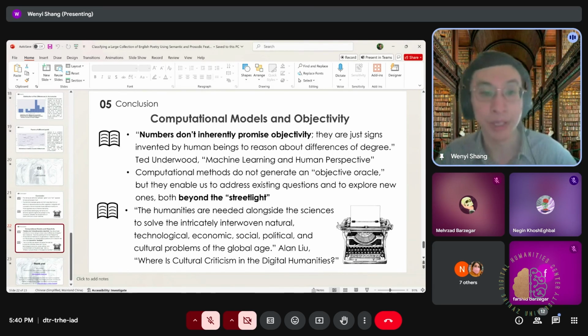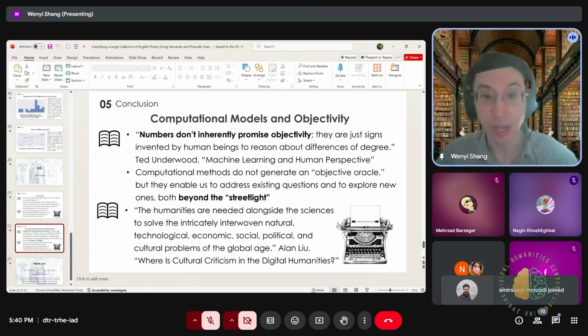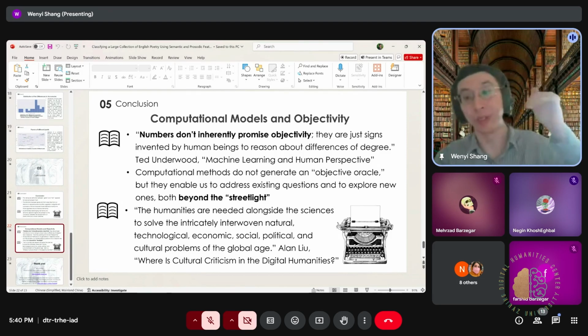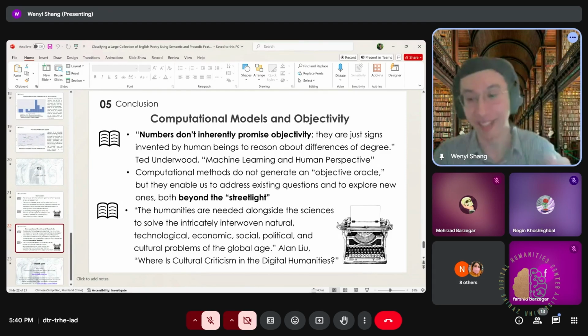So we argue that computational methods do not generate an objective oracle, but they enable us to address existing questions and to explore new ones, beyond the streetlight. So we can have a new streetlight that helps us find keys where we really lost them, to understand literary history with new evidence, with a larger scope of evidence, with the help of the computational method. We are analyzing around 40,000 poems in total, rather than dealing with 5 or 10 case studies.